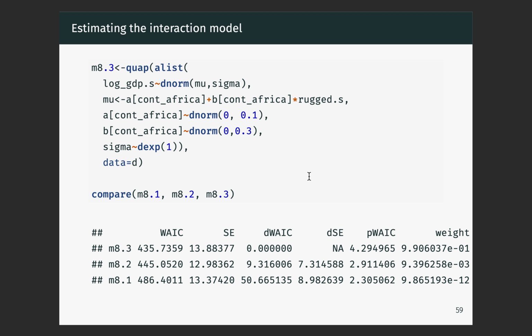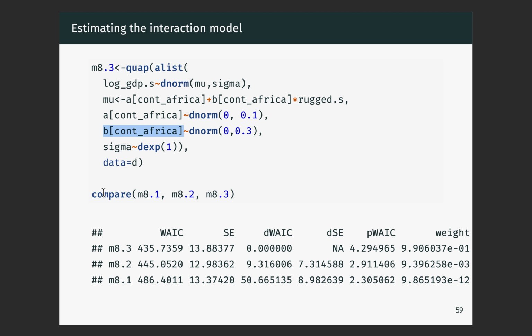That's our model, right? We're going to estimate it in a pretty straightforward way, where we're going to use bracket indexing to allow there to be two alphas and bracket indexing to allow there to be two betas. We're going to use identical priors for both, right? Where we're specifying the priors for both alpha continent Africa equals 1 and alpha continent Africa equals 2 as normal 0, 0.1. And the beta for continent Africa equals 1 and continent Africa equals 2 to be normal 0, 0.3.